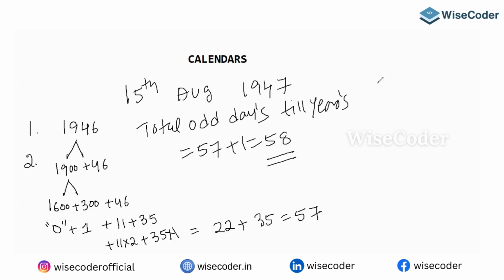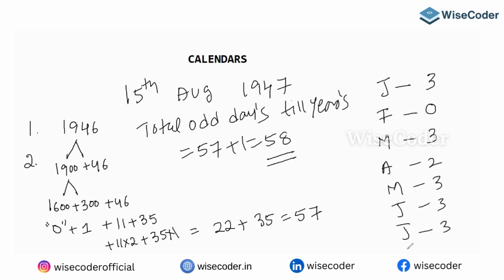So now take the months. January 31 means 3. February, take a pause: is 1947 a leap year? No, it's a non-leap year, so 0 odd days. March means 3. April 2. May 3. June 3. July 3. And in August, I want the 15th day. So add all the numbers.